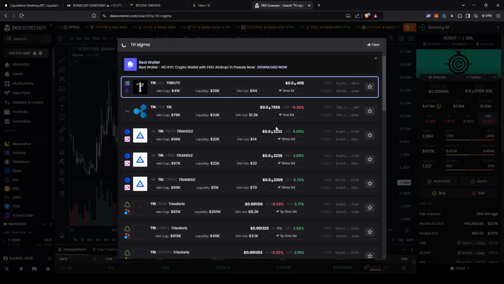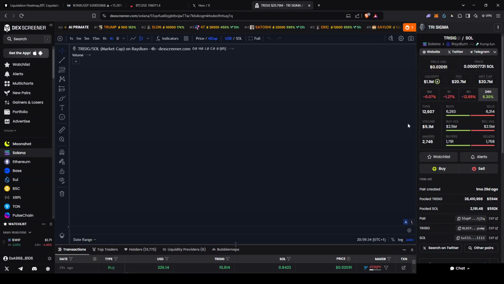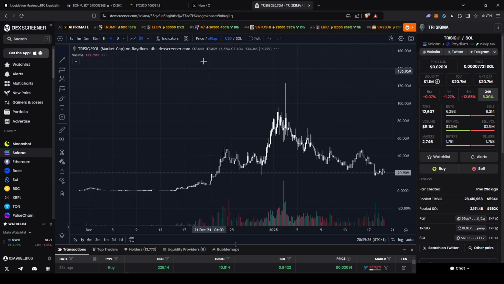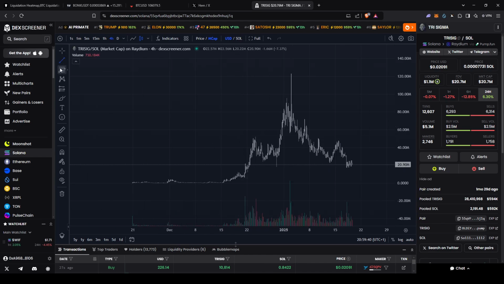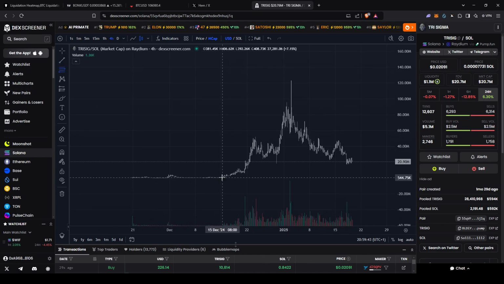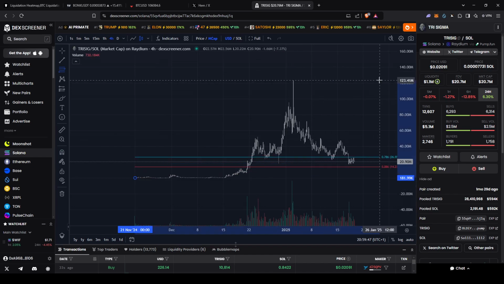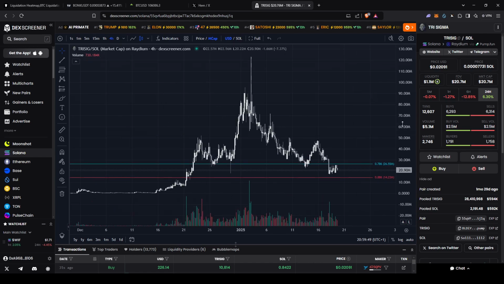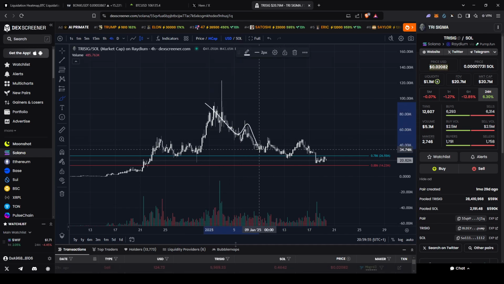Sigma. Keep in mind, I don't know anything about these coins aside from the chart. The chart is better looking than the previous one. Still weak overall. We can see here, same, for every bounce you have multiple sell-offs.